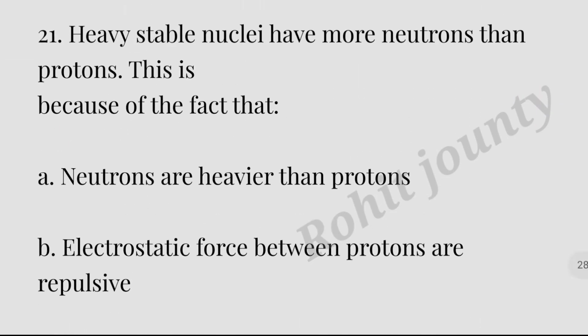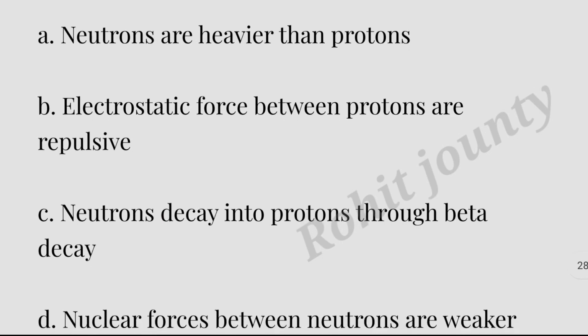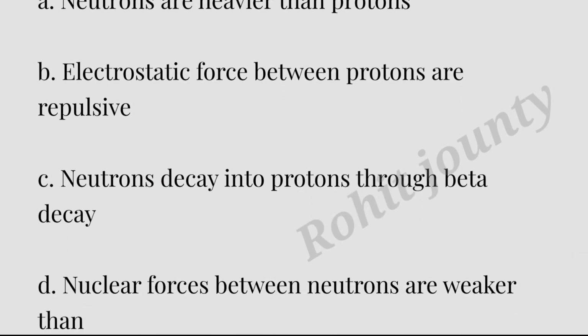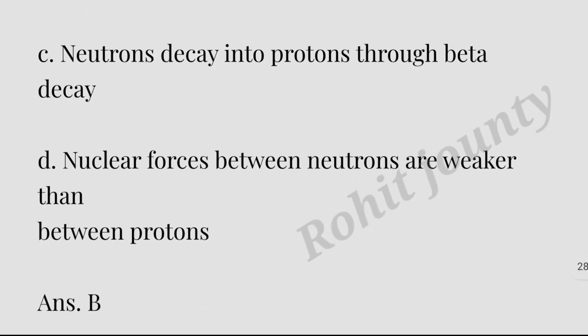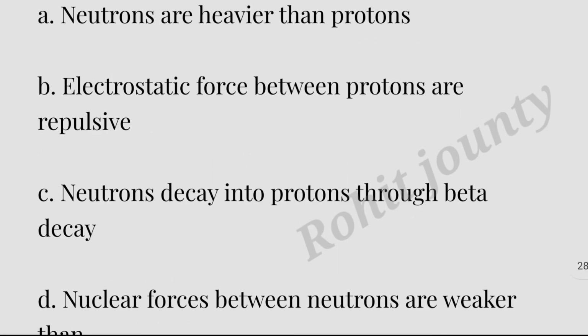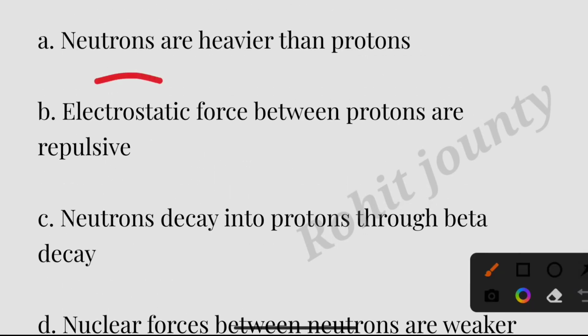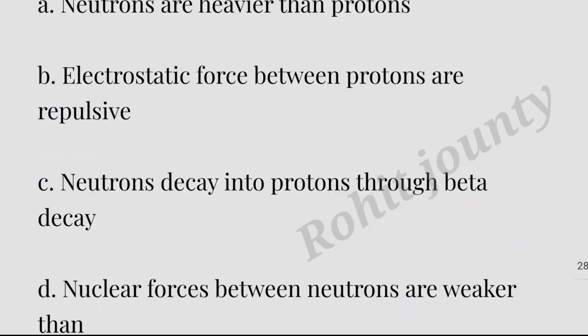Question number 21. Highly stable nuclei have more neutrons than protons. This is because of the fact that option A neutrons are heavier than protons, option B electrostatic force between protons are repulsive, option C neutrons decay into protons through beta decay, option D nuclear forces between neutrons are weaker than between protons. The correct answer is option B. Electrostatic force between protons are repulsive.